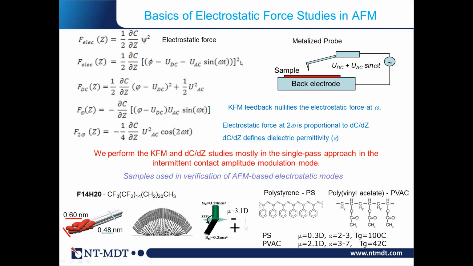And because of the square dependence, for capacitance-like settings we have several components of the force at different frequencies, which we call electric frequency. It is typically different from the frequency we use for imaging in intermittent contact mode or in AM mode. By nullifying the force at omega, we can find the offset which equals the surface potential. We can do Kelvin force microscopy.